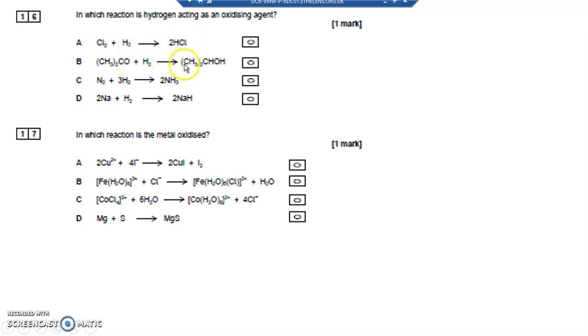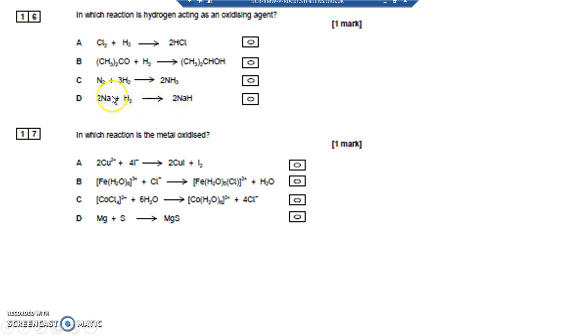Here, hydrogen turned a ketone into an alcohol. That is a reducing agent as well. So hydrogen turned the ketone into an alcohol. The ketone has been reduced to go into an alcohol. Here nitrogen is 0. Hydrogen is usually +1, so that must mean that 3 +1s, the nitrogen is in -3 oxidation state and gone down. So the hydrogen's acting as a reducing agent.